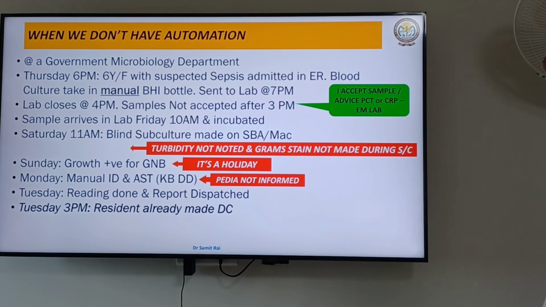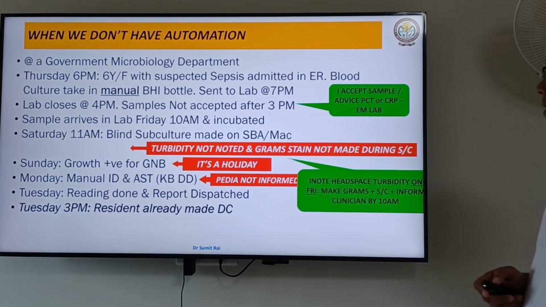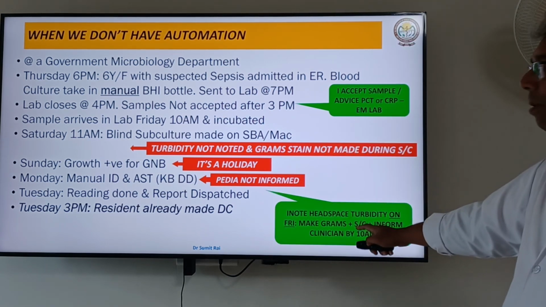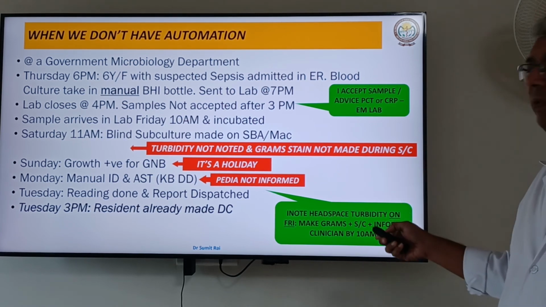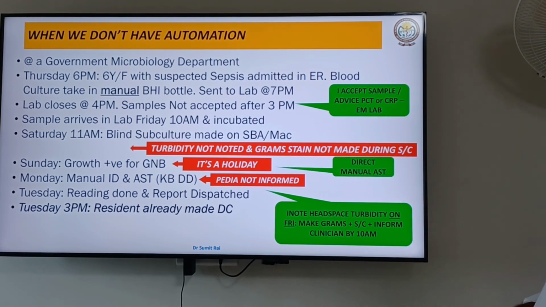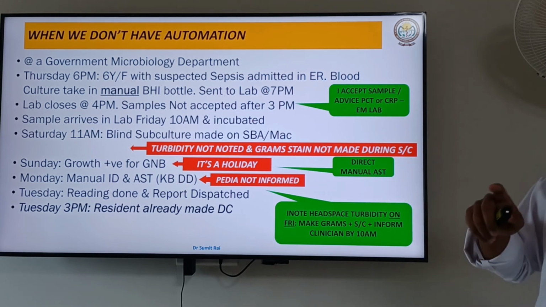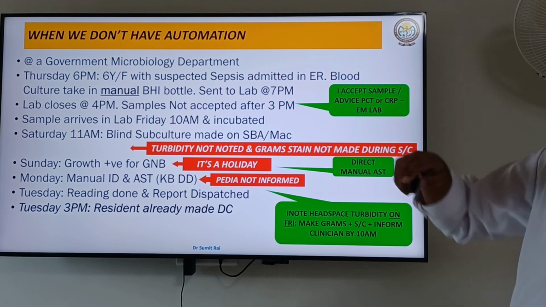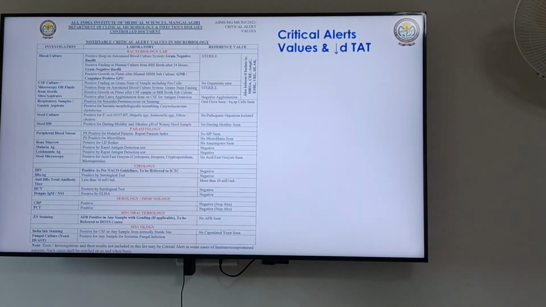You have to accept the sample and advise for other tests like PCT or CRP from emergency labs. You have to notice the headspace turbidity and always make a gram stain. If in the gram stain you find a gram negative, inform the clinician as early as possible and try to put up a manual or a direct AST. Now it may not be exactly the same as what is happening over here, but at least you can get a rough idea. Yes, in this case cefotaxime is not to be given, it is definitely an ESBL.